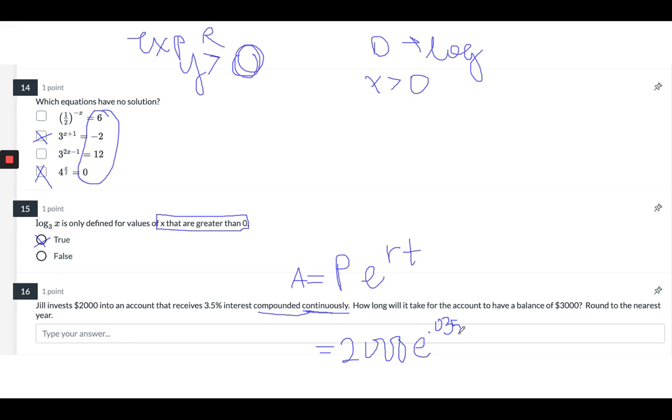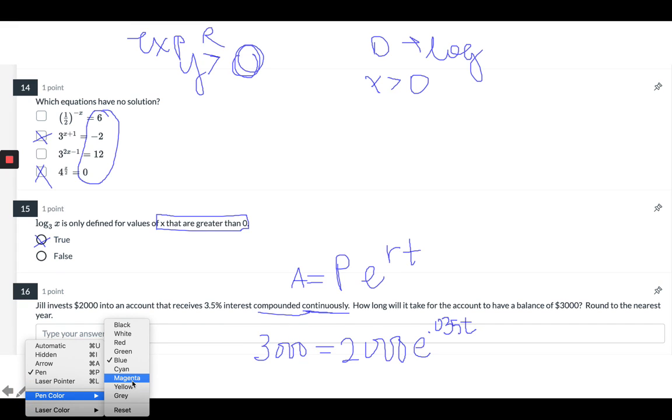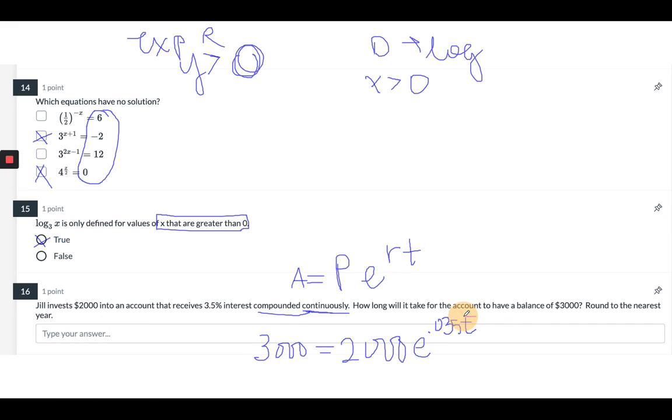How long will it take? We're solving for t. For the account to have a balance of $3,000, and A is how much we have at time t, so that's going to be 3,000. So we've got this beautiful equation here, and here's the reason that we have to know how to solve these, that we are going to solve for t. So I've got to get rid of the 2,000, get this thing out of the exponent, then solve it for t. So first step is to divide both sides by 2,000.